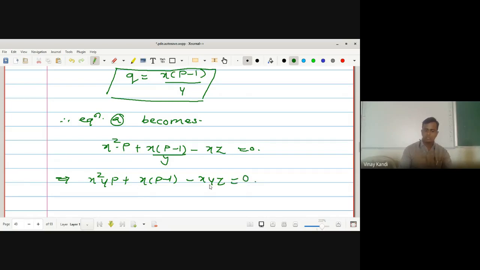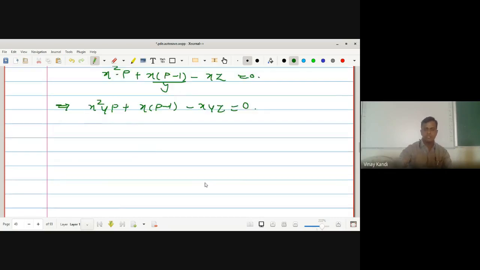Okay, now solve this and tell me the value of p, which implies p is equal to, let's solve, no, 1 plus yz upon 1 plus xy. Okay, so give it is an equation number 3.